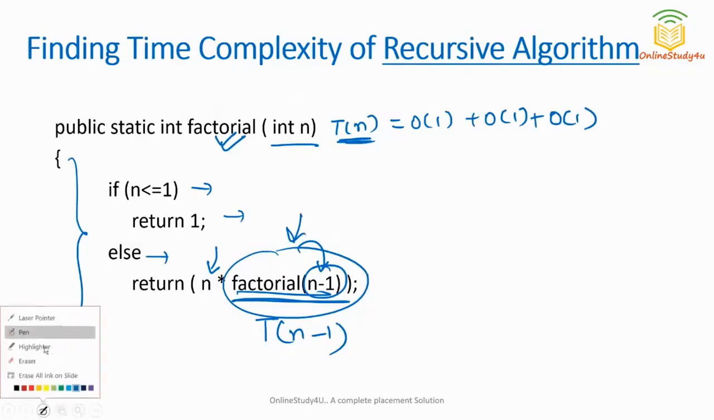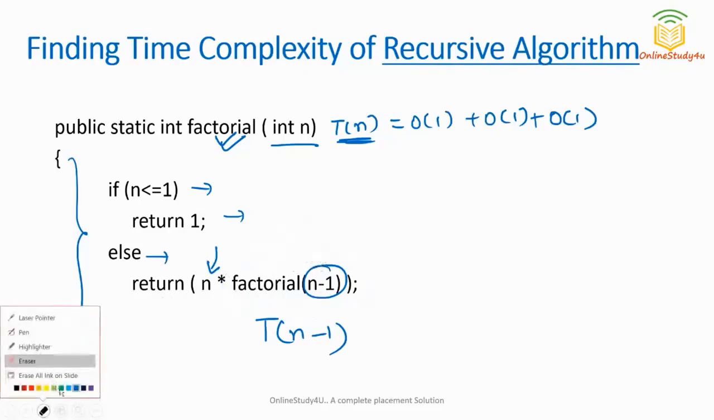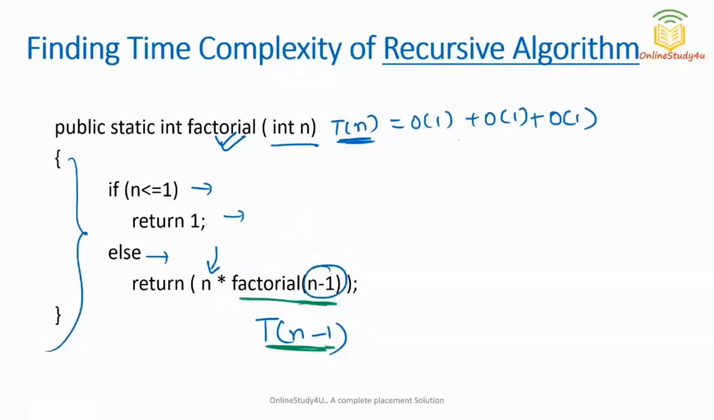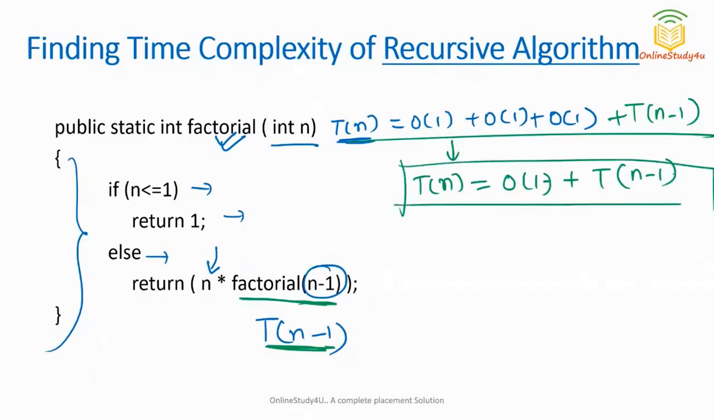It is important to understand this, so just see it nicely. Are you all agreeing that this part is T of n minus 1? So we can write it as T of n minus 1. Now this whole thing we can compress as T of n equal to big O of 1 plus T of n minus 1. So this we have as equation 1.